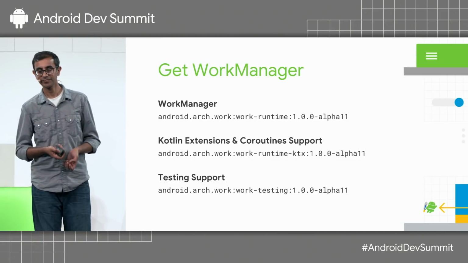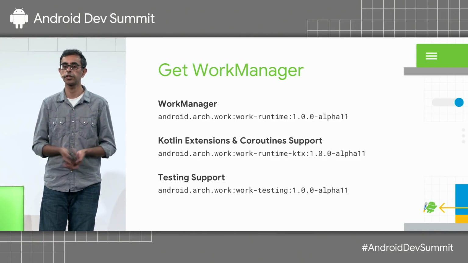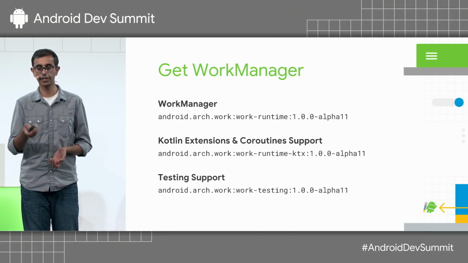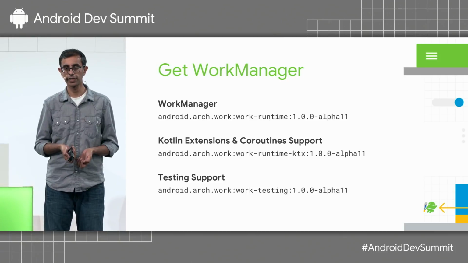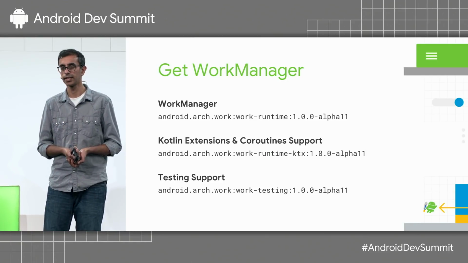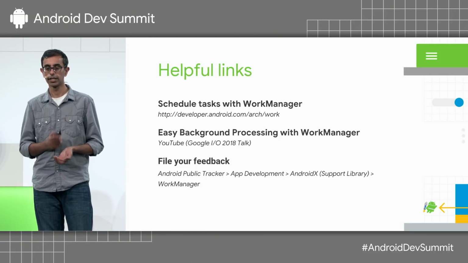OK, next steps. So get WorkManager if you haven't already. And for those of you who have, thank you very much. Your feedback's been invaluable. We're up to Alpha 11. So there's 3 general categories of artifacts here. There's the runtime. There's the KTX stuff, which includes a CoroutineWorker that we just put in, so you don't have to write your own. And then there's testing support as well.